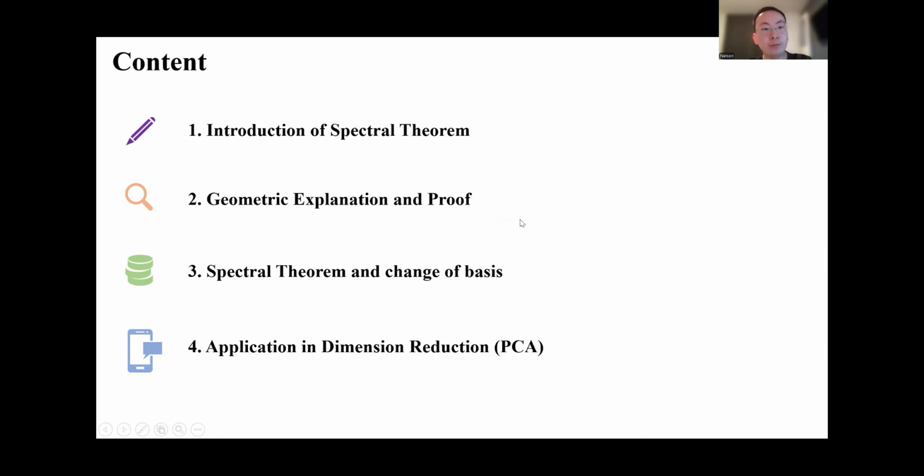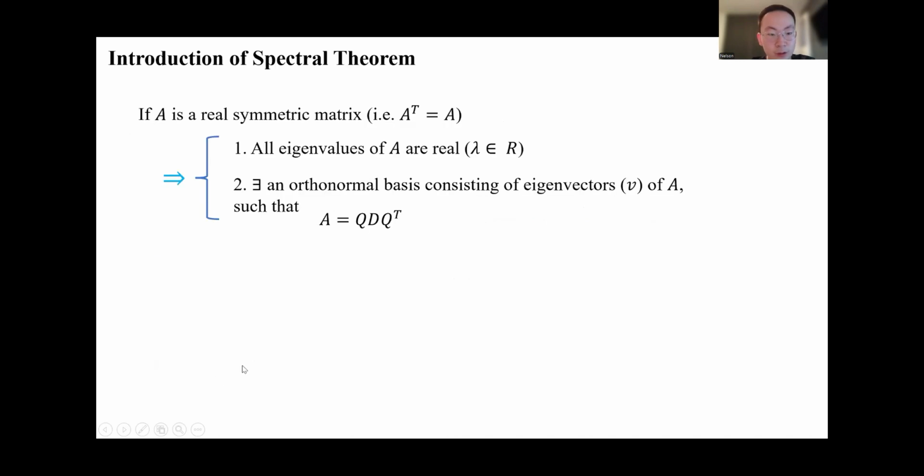Okay, this video mainly contains four parts. First, I will give a brief introduction of the spectral theorem. Then we'll go through the geometric intuition and some intuitive proof. This is going to be very interesting. And after that, I will interpret the spectral theorem in the view of change of basis. Finally, I will go through an application of the spectral theorem in dimensional reduction. I will introduce a technique called principal component analysis, or PCA for short. Now let's go into the first part.